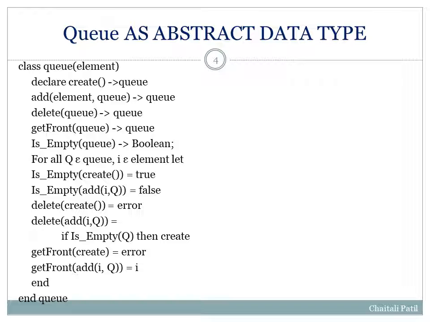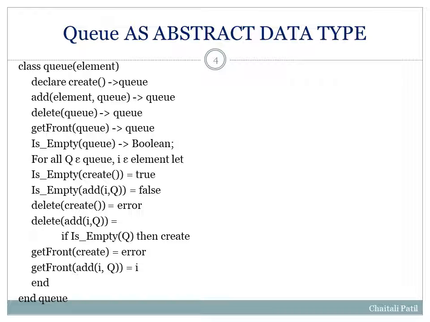Similarly, another operation is get front. So get front, and we are passing create as an argument to this get function. Create means there are no elements inside the queue because we have just created the queue, and we are checking the get front element in the queue. So this function should throw an error message that the queue is empty, or likewise.